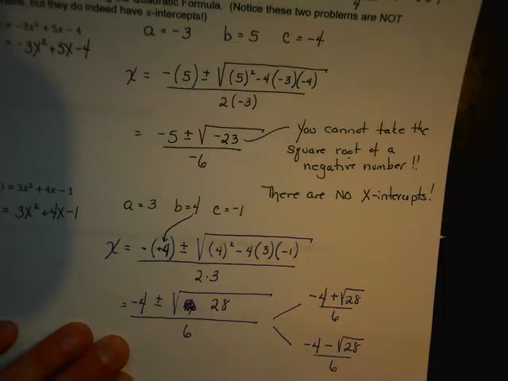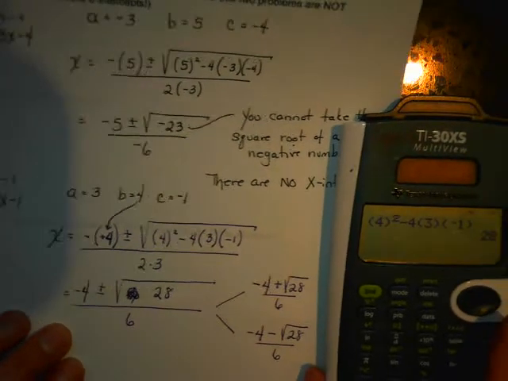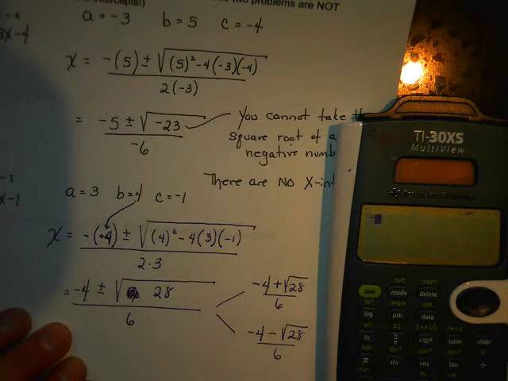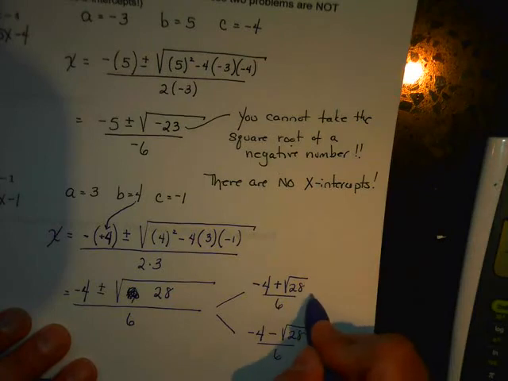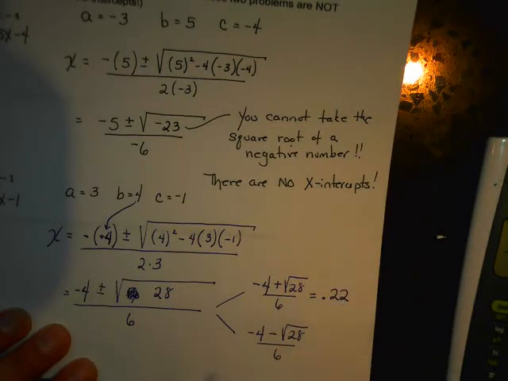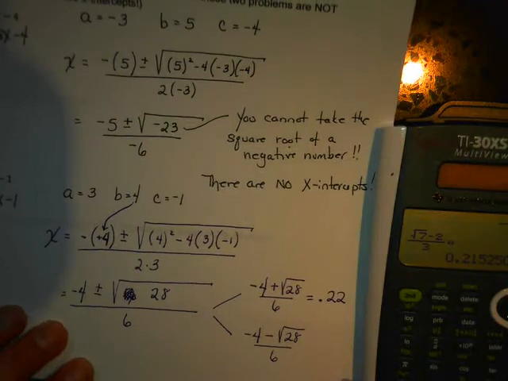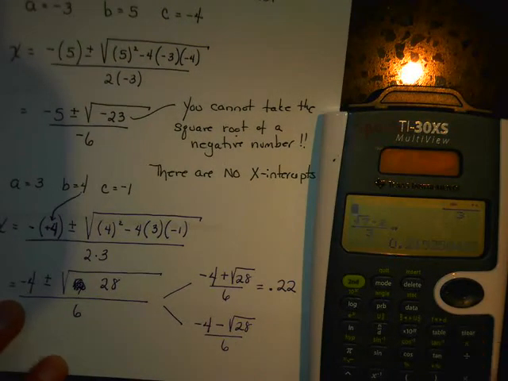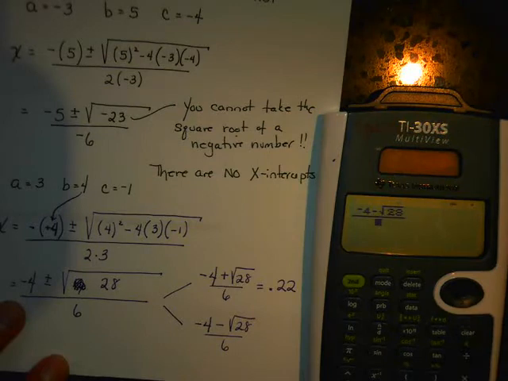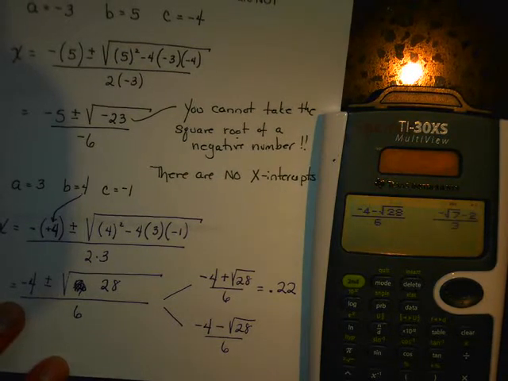All right, let's see what these look like. So negative 4 plus root 28, hit enter, divided by 6, change. So it looks like 0.22 is one of the roots. So if I had to graph it, that'd be really close to 0. I'll use the fraction key this time. Okay, so put the numerator upstairs. Here's my denominator and hit change. So negative 1.55.